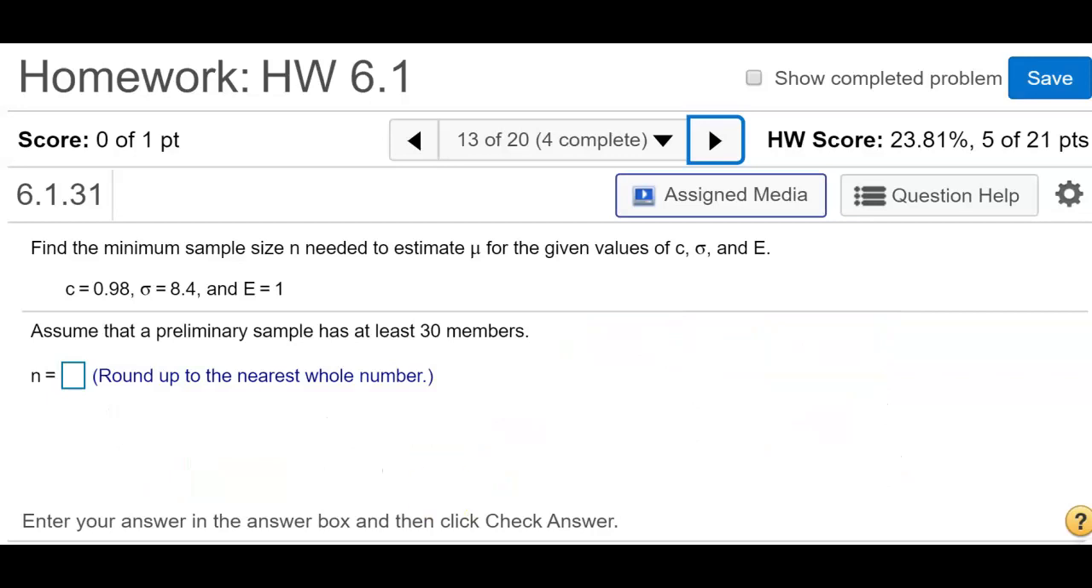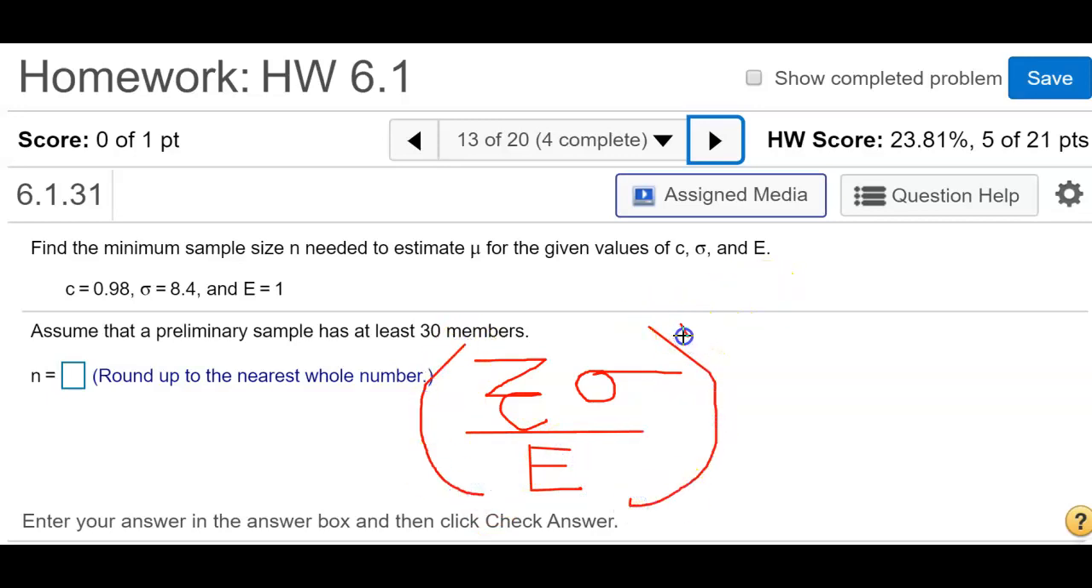Ooh, did I delete everything? Okay, I have to go back and do that again. So my n is ZC times standard deviation over E, whole square. Okay, so I'm going to go ahead and find my, remember I have C.